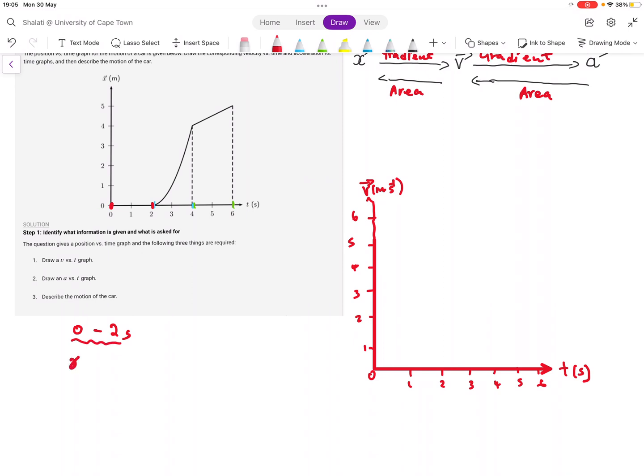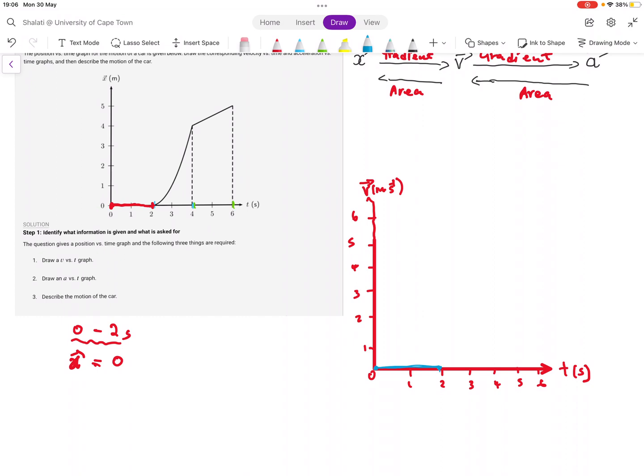my position, you can see it's a horizontal line which is at 0. So the position is at 0, which means the object is not moving. So if the object is not moving, it means the velocity is 0. So from 0 seconds to 2 seconds, I'm having a 0 velocity. The object is not moving.